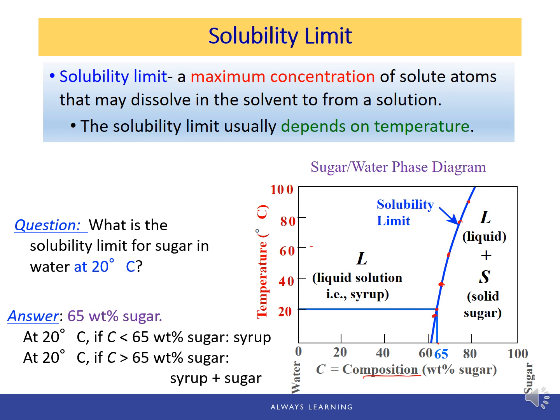So, to answer this question, we know it's 65% of sugar, which means at 20 degrees Celsius, if the concentration of sugar is below the solubility limit, we have a liquid solution. All the sugar will be dissolved in water to form a single liquid solution or syrup. But if we exceed this solubility limit at the given temperature, we'll have two phases, which will be the syrup plus the undissolved sugar, which is the solid phase.